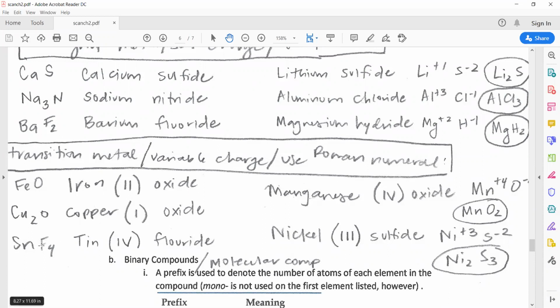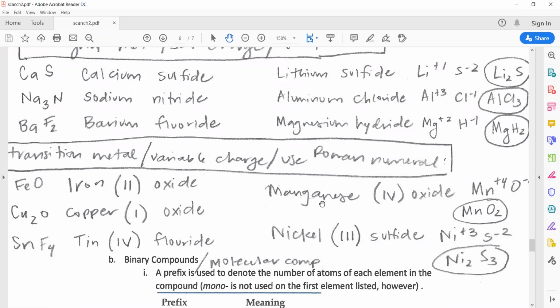And then SnF4. Sn is the transition metal tin. So you use F as a -1 times 4, that gives you a -4, which means Sn must be a +4 here. So you get tin 4 fluoride.